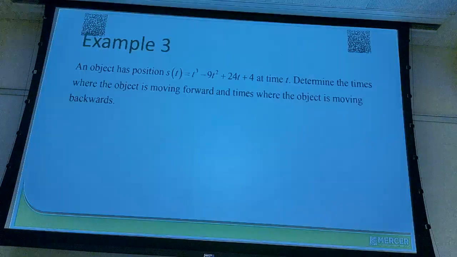I'm going to keep writing that out. Easy. What is that velocity? 5t squared minus 18t plus 24.